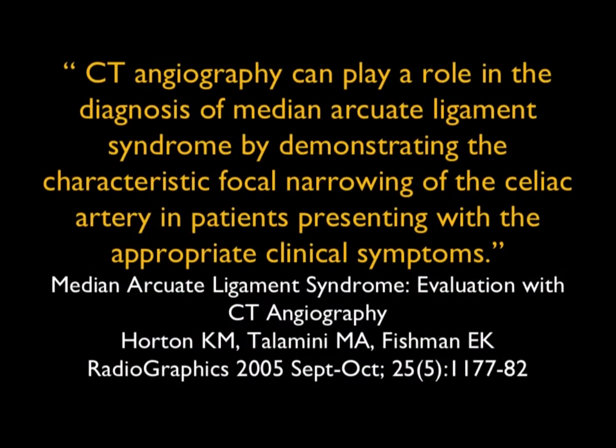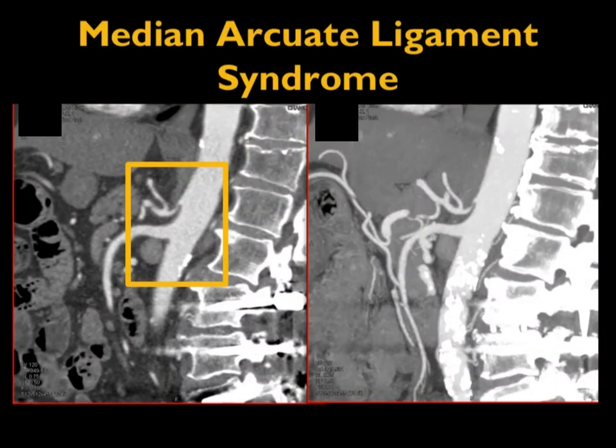And we've written articles about this, that the CTA plays a major role in the diagnosis of median arcuate syndrome. And sometimes, again, that celiac is essentially occluded. Beautiful example here. You see the collaterals. You see the poststenotic dilatation.